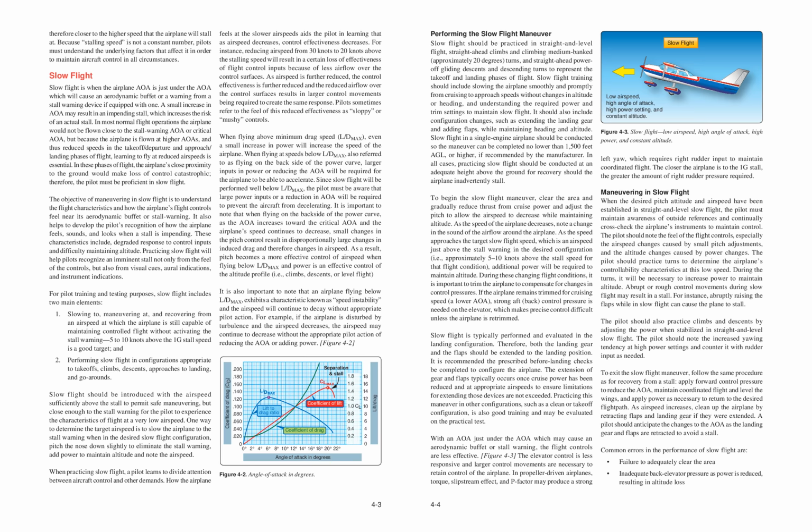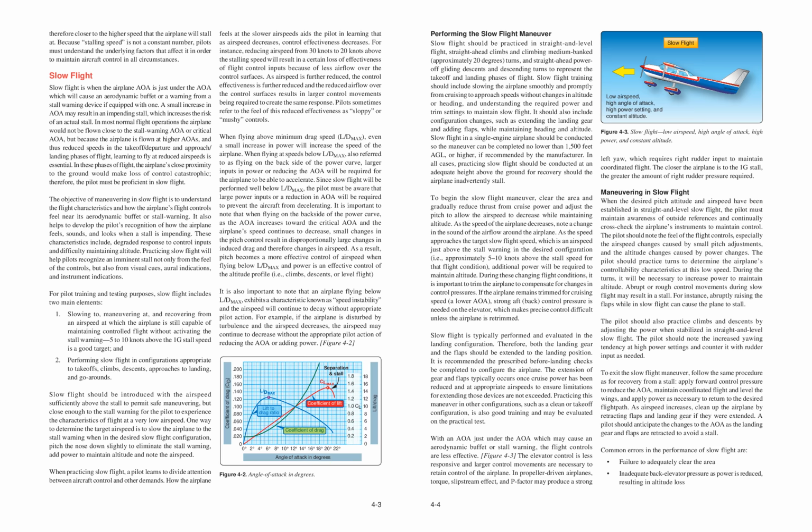When flying above minimum drag speed, L/Dmax, even a small increase in power will increase the speed of the airplane. When flying at speeds below L/Dmax, also referred to as flying on the backside of the power curve, larger inputs in power or reducing the AOA will be required for the airplane to be able to accelerate. Since slow flight will be performed well below L/Dmax, the pilot must be aware that large power inputs or a reduction in AOA will be required to prevent the aircraft from decelerating.